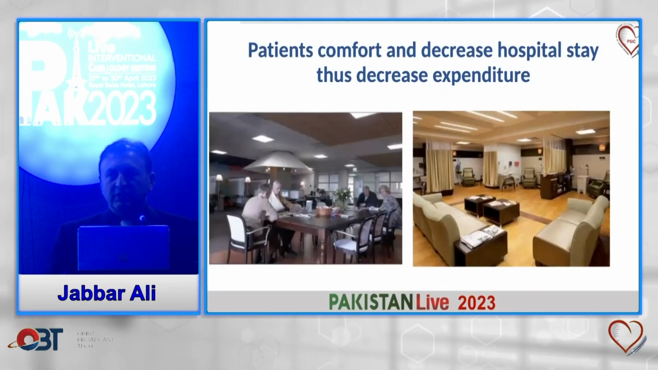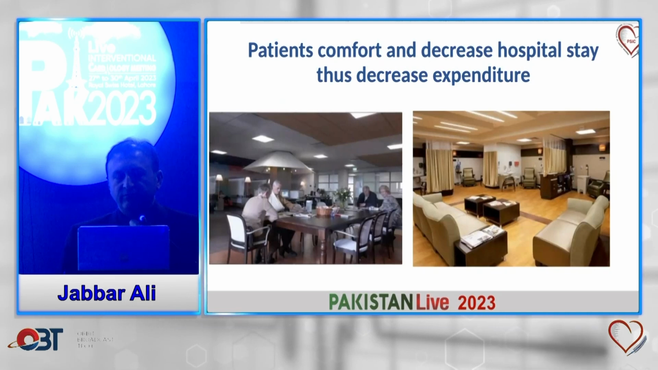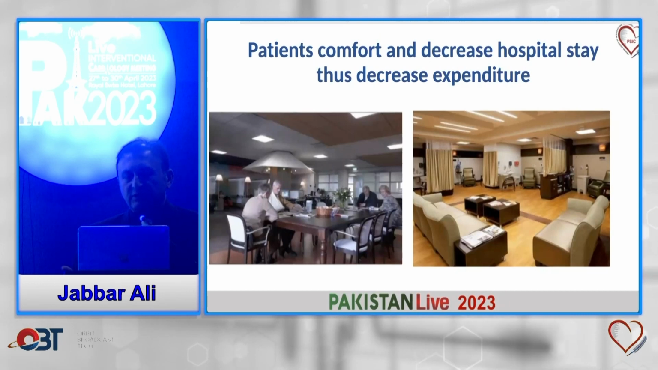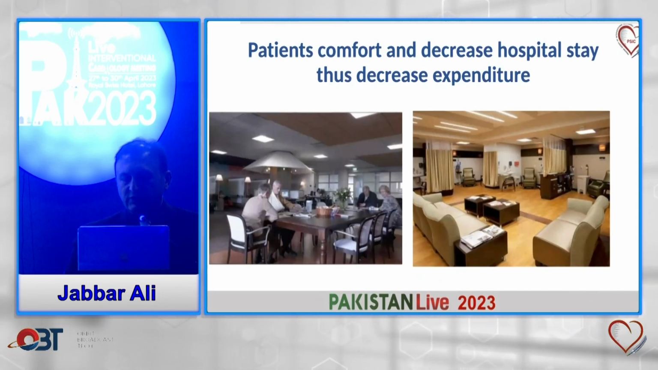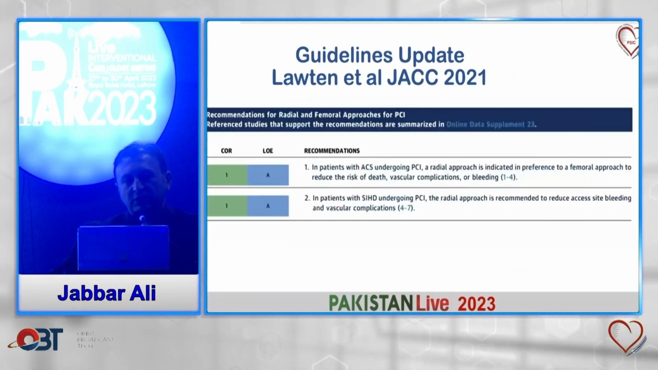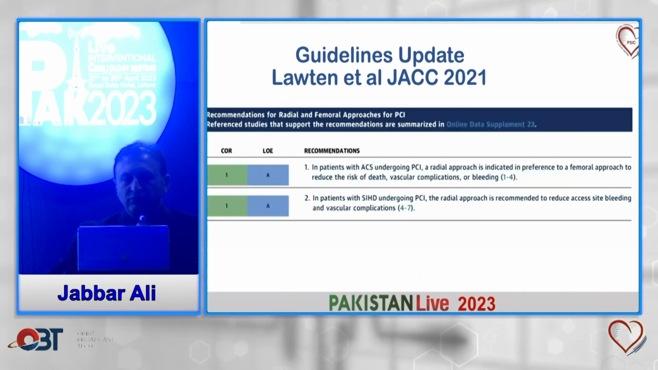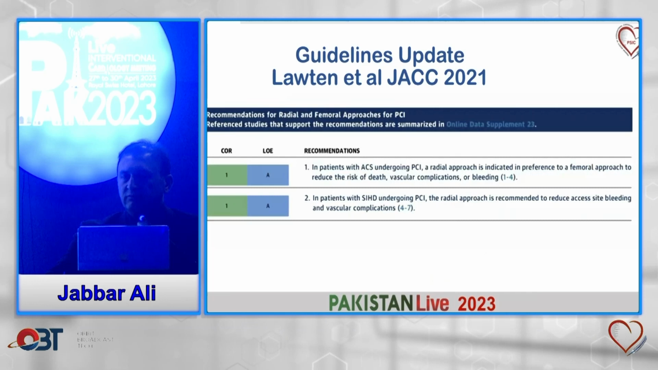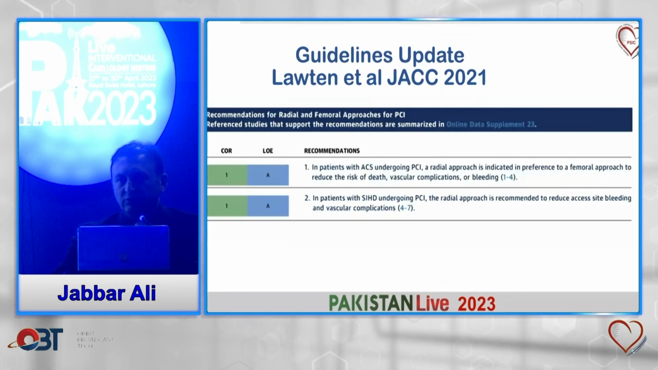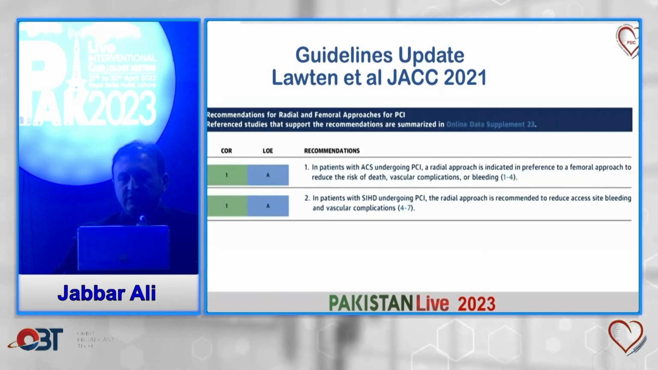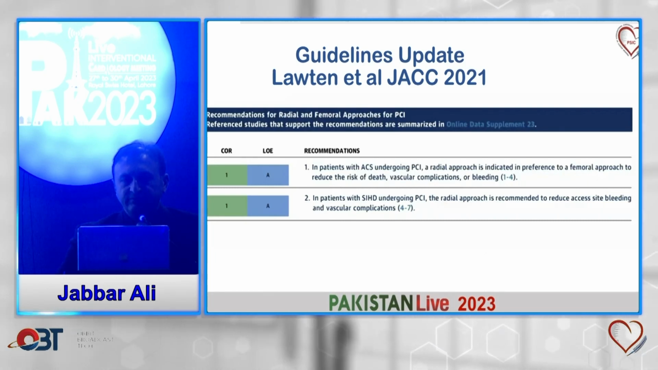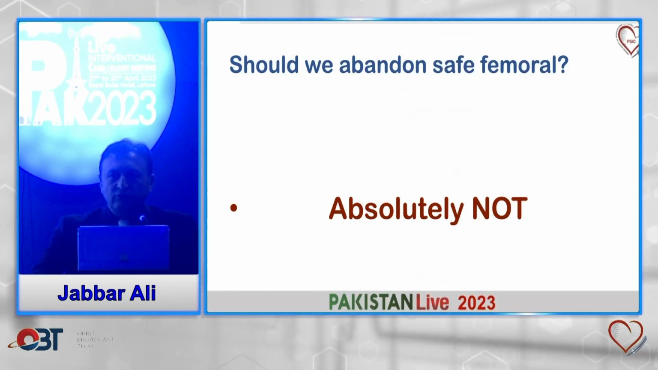And patient comfort, we do have a radial lounge in our hospital as well, where we can see the patient can sit, they can enjoy their coffee after their procedure, and after 4 to 6 hours they can be discharged. Based on these data, the guidelines were updated in 2021, and it is class 1 to use radial artery in all the acute cases. And it is also reasonable, again class 1 indication, if radial artery is available, we should use it in elective cases as well.